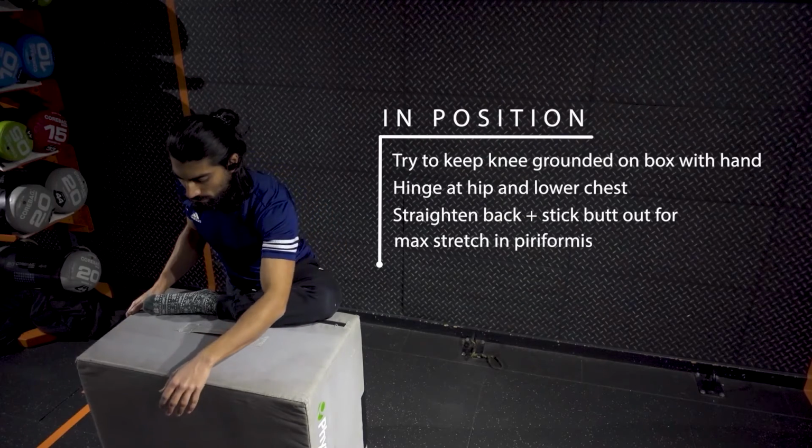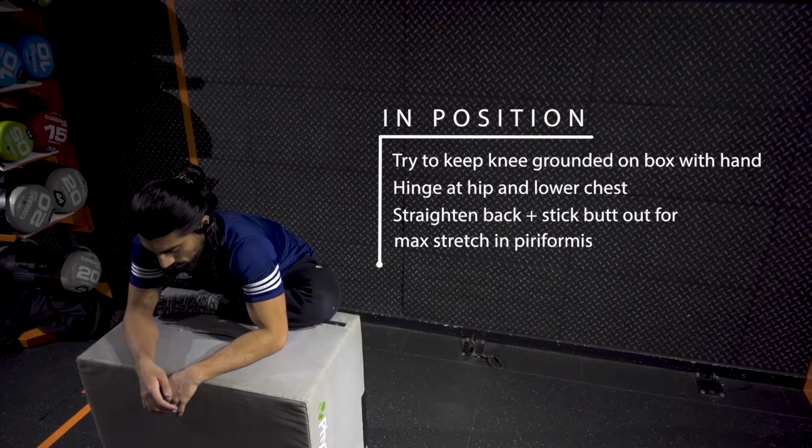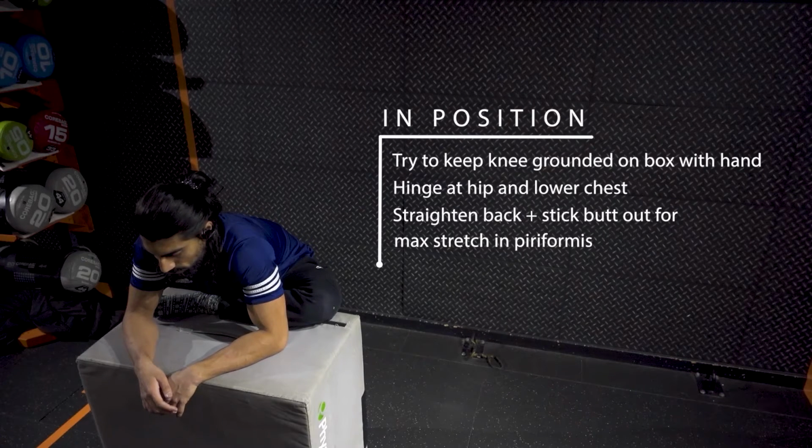Again, we're going to perform 2 contractions whilst we're in position. Contraction number 1 is you're pressing the outside of the foot into the box or the elevated surface that you're using.